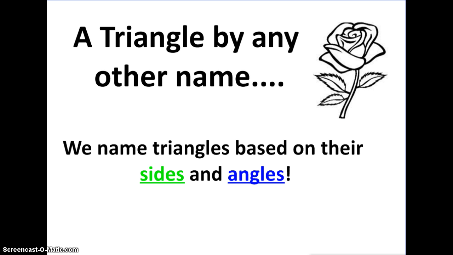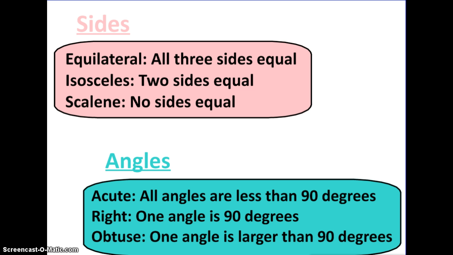Alright, a triangle by any other name would smell just as sweet. We name triangles based on their sides and their angles. So, given the sides of a triangle, if they are all the same, they are an equilateral triangle. If two sides are equal, then it's an isosceles. And if no sides are equal, then it is a scalene triangle.